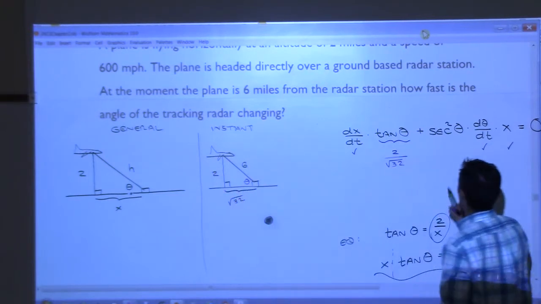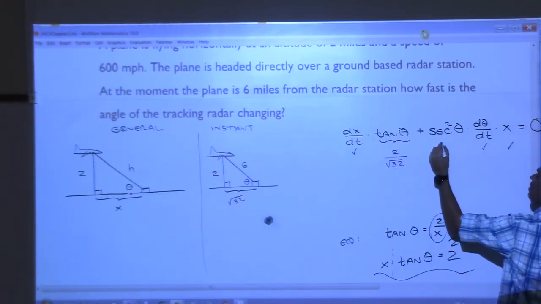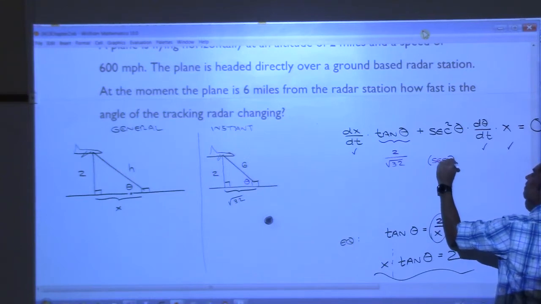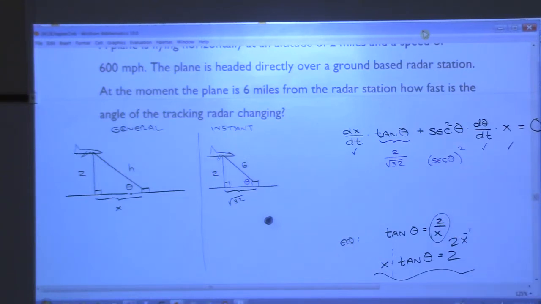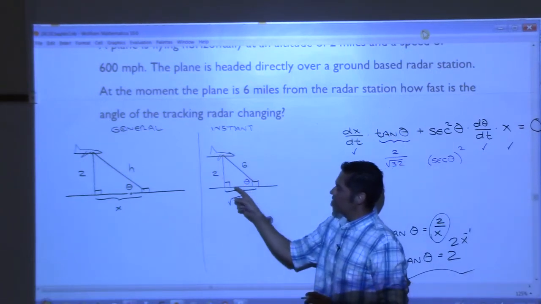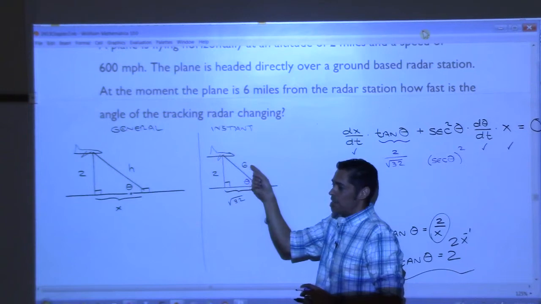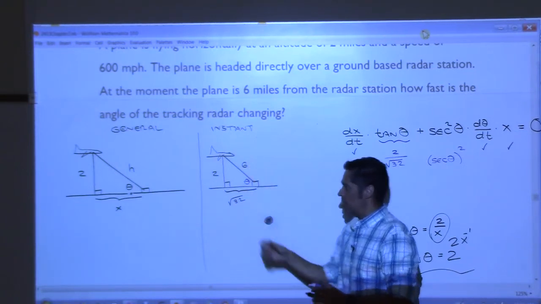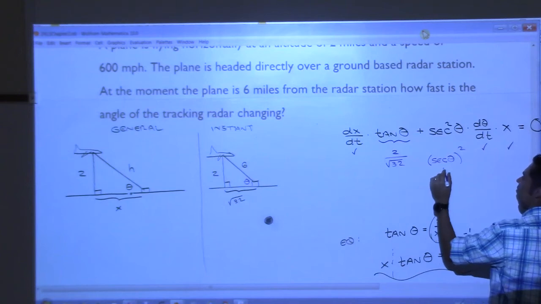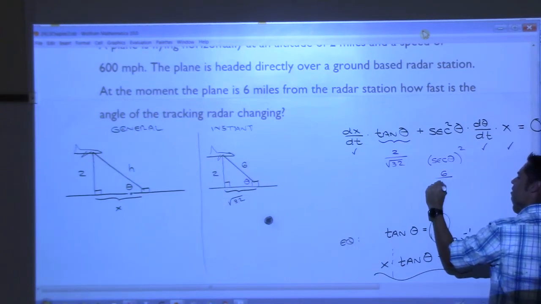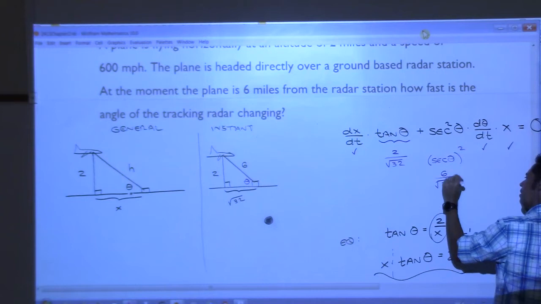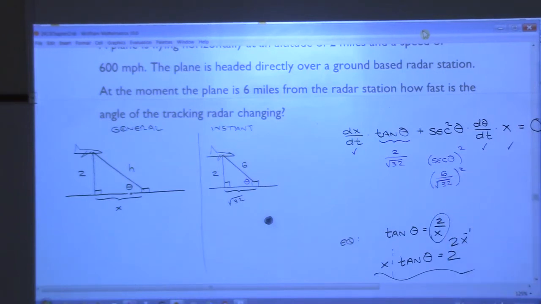Opposite over adjacent. Okay, this right here, just so everyone's clear on this, this means secant theta squared, right? That's what that means? So what is secant theta? The reciprocal of cosine, right? Cosine is adjacent over hypotenuse, so secant is hypotenuse over adjacent. So this is 6 over root 32, sorry, squared. Understand? I didn't need a calculator.